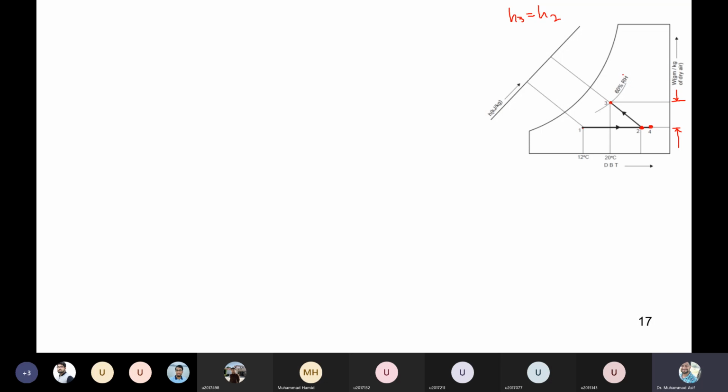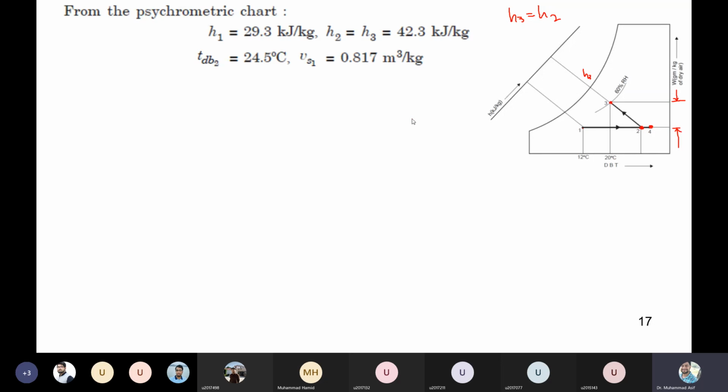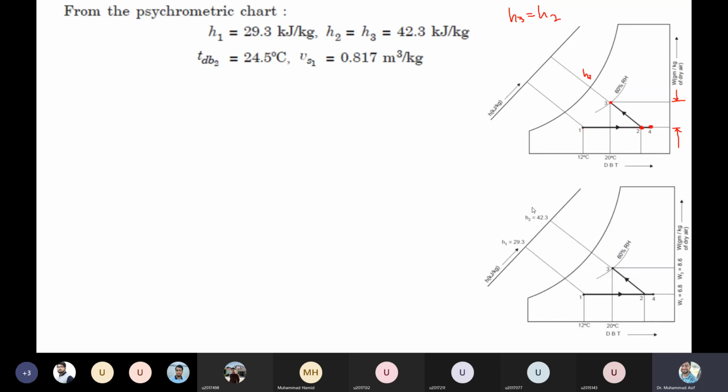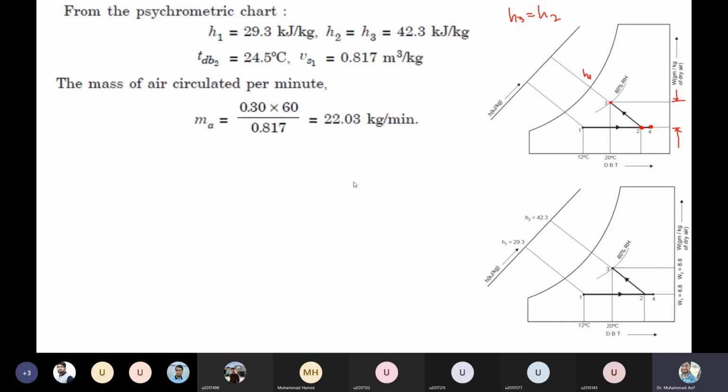Point 3 means 60% relative humidity and 20 degrees C. So when we know point 3, that means we also know H3, right? So H3 is equal to H2. That means when we know H2, we can locate point 2. So simply we have to read the enthalpy from the table, and then we can draw all of the points.